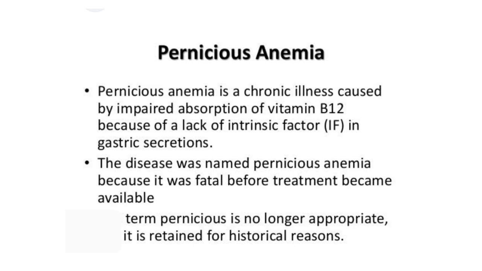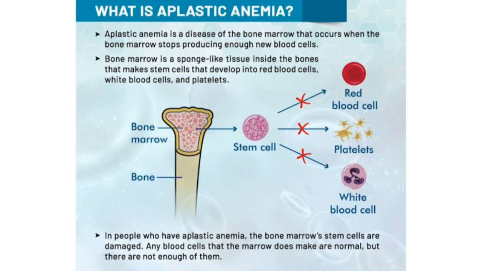The next is aplastic anemia. It is a rare disorder in which the bone marrow stops making enough blood cells, and this results from destruction or deficiency of blood forming stem cells in your bone marrow. In particular, this happens when the body's own immune system attacks the stem cells. However, the few blood cells that the bone marrow makes are normal. Viral infections, ionizing radiation, and exposure to toxic chemicals or drugs can also result in aplastic anemia.